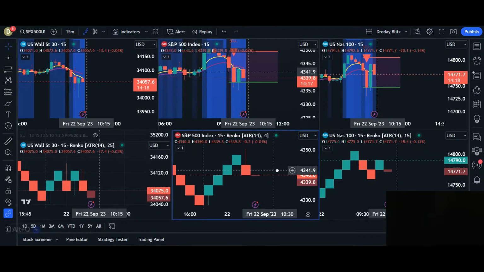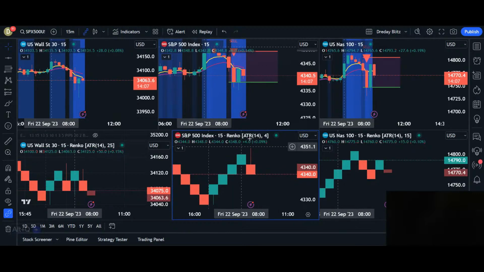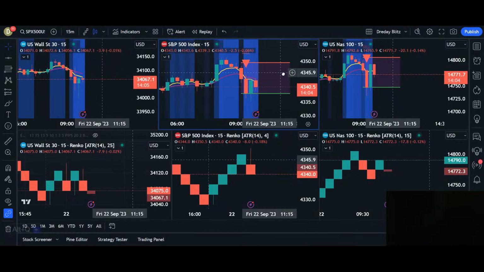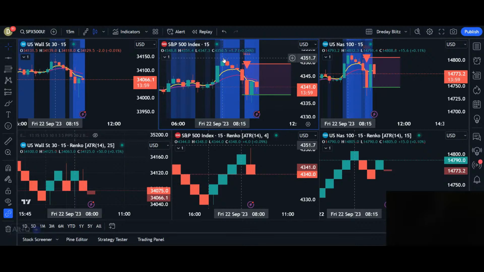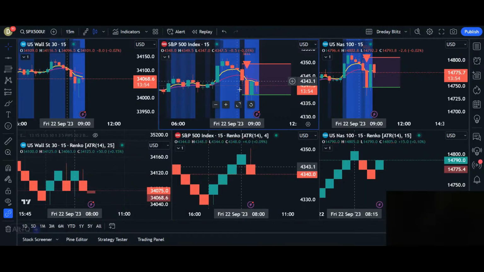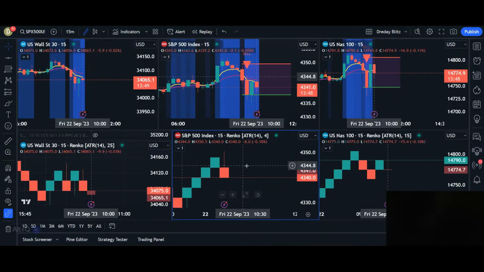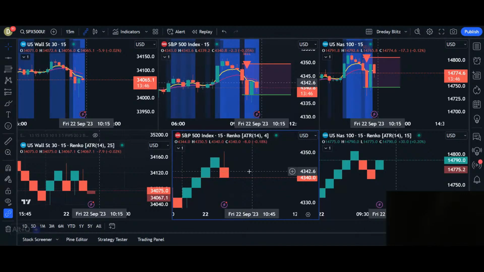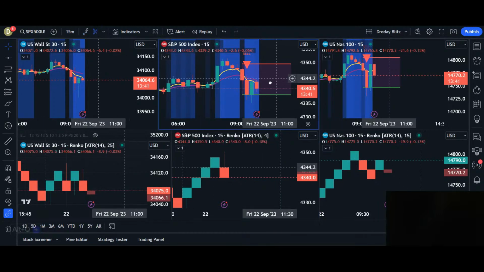How you work it is that when you get an entry signal, you put your stop loss at the previous Renko bar or at the top of the swing. In that case, the top of the swing will be here, and you put your stop loss here, and your entry will be on that candle. Then your take profit will be the next reversal Renko bar, which is when you get out of the trade, or when the trade goes the opposite way if it's really tight.